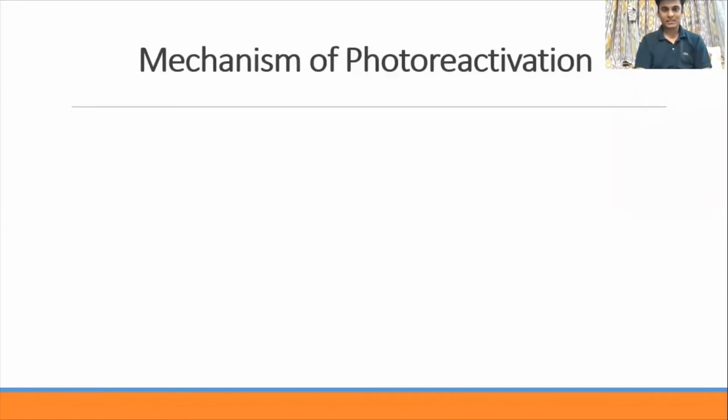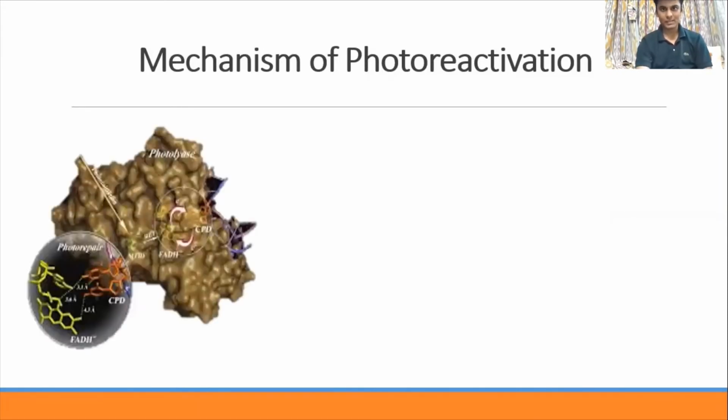Now let us understand the mechanism of photoreactivation. As previously discussed, it is a light-dependent process. The enzyme responsible for carrying out photoreactivation is photolyase, a flavoprotein which contains two chromophores, which absorb light energy from visible light. The chromophores act as catalytic cofactors. The two chromophores are fully reduced FAD and a folate group. The fully reduced FAD is essential for the catalytic property of the enzyme.